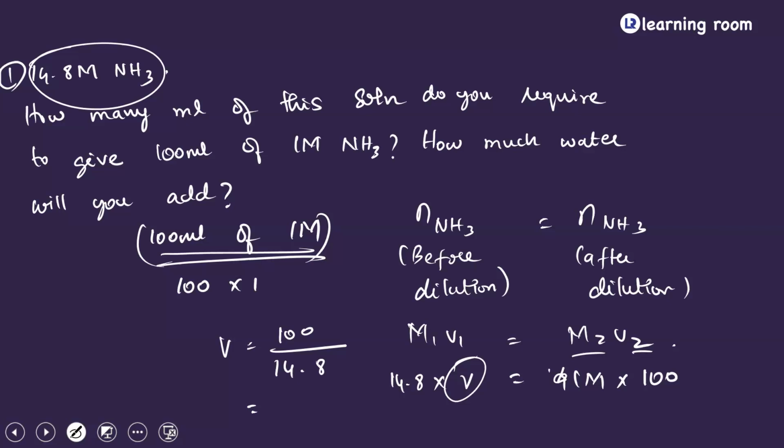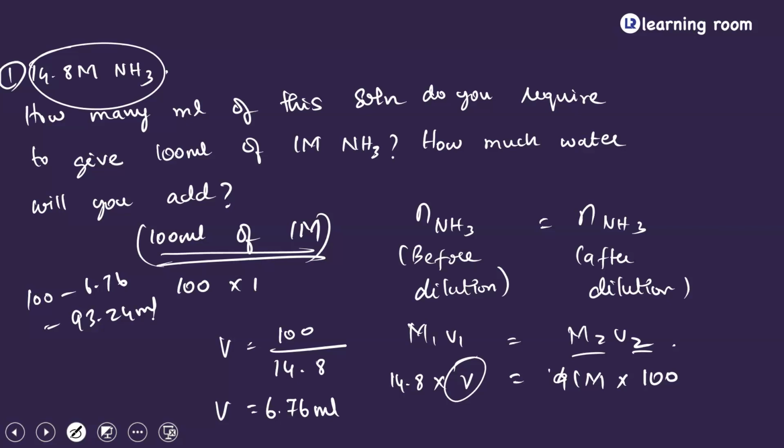Okay, here the volume that you have got is 6.76 ml. What is the question? How much water will you add? நீ எடுத்துக்கிட்டது 6.76 ml ஆனா அது 100 ml ஆயிருக்கு. அப்ப எவ்வளவு வாட்டர் நீ ஆட் பண்ணணும்? 100 minus 6.76, which is nothing but 93.24 ml of water. You are just diluting it.